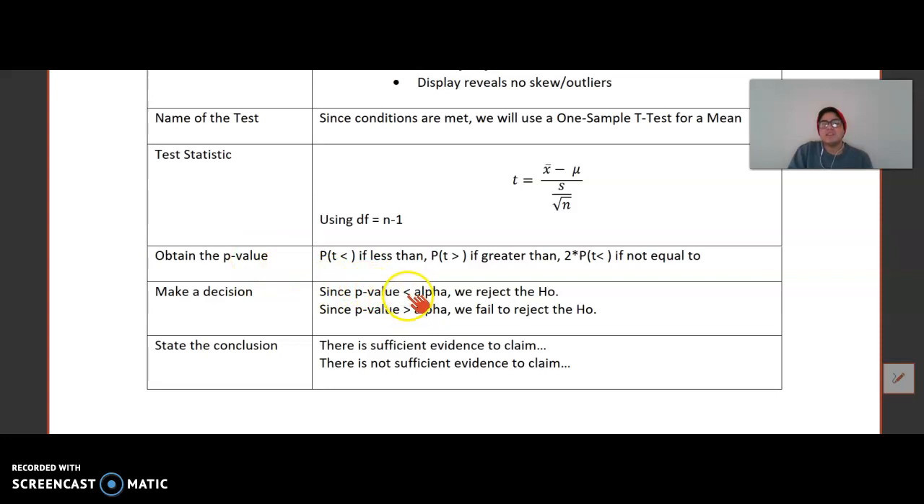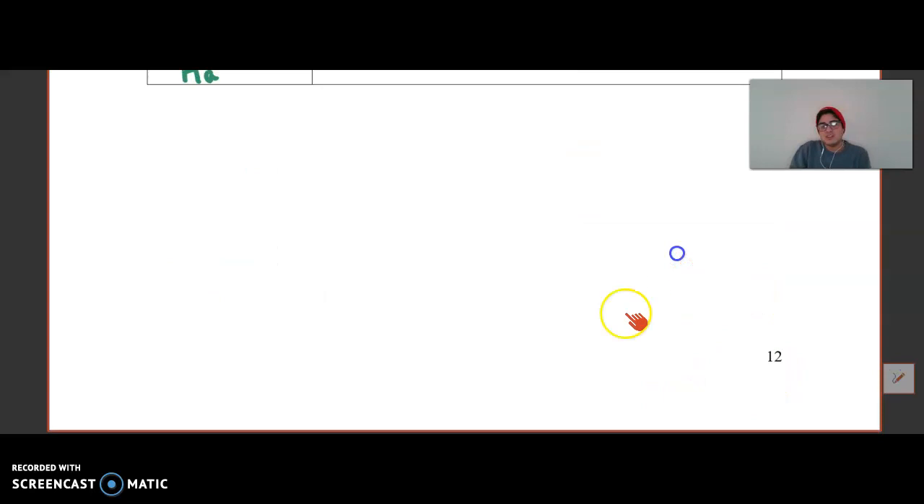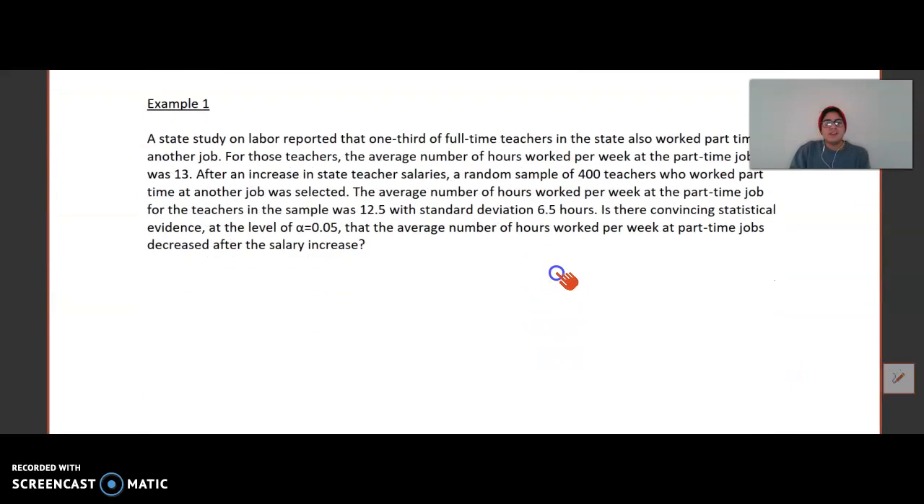If the p-value is less than alpha, we reject the null because we have convincing evidence. Or if the p-value is greater than alpha, we fail to reject the null because there is not sufficient evidence. And when we state the conclusion here, this is usually done in favor of the Ha, or the alternative. So do we reject the null because we have evidence towards the alternative, or do we fail to reject the null because we don't have sufficient evidence to claim the alternative? So that's just a little bit of knowledge there.